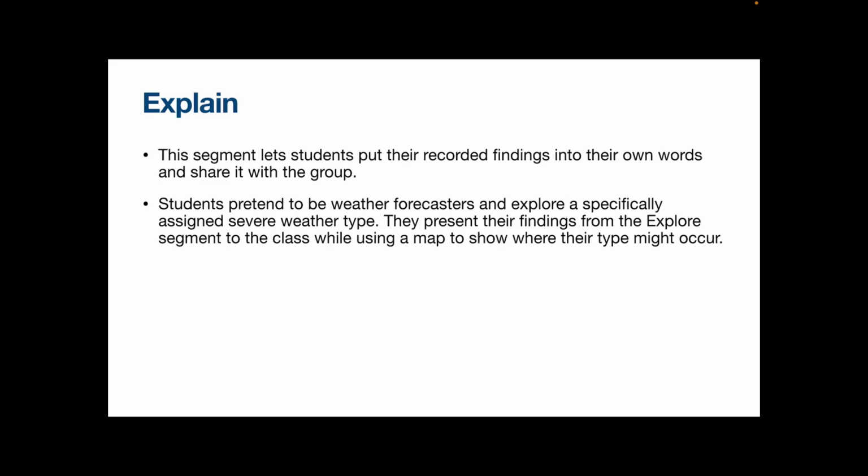The Explain segment is a segment that lets students put the recorded findings into their own words and share it with the group. For my lesson, this meant students got to pretend to be weather forecasters and explore a specific type of severe weather. They presented their findings from the Explore segment to the class while using a map to show where their severe type of weather might occur.